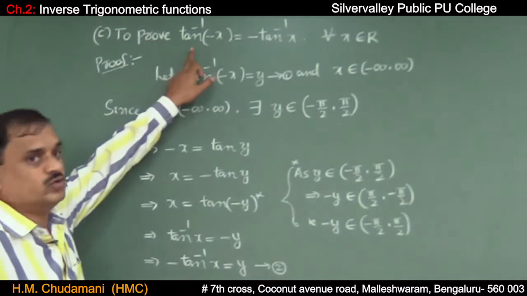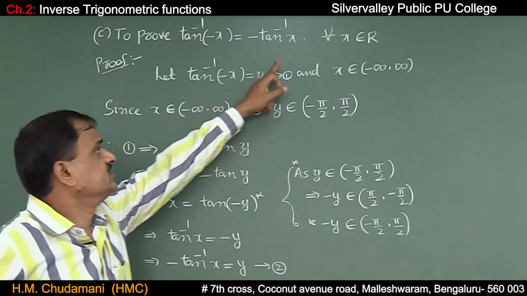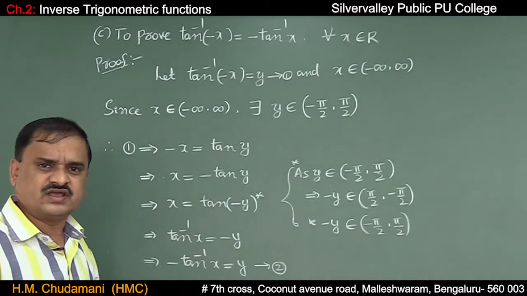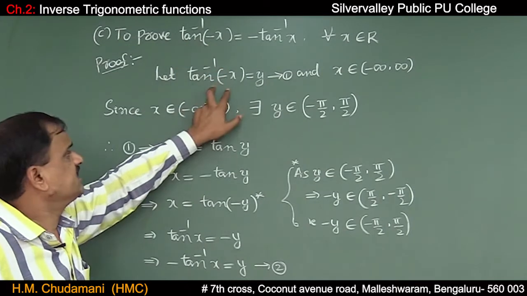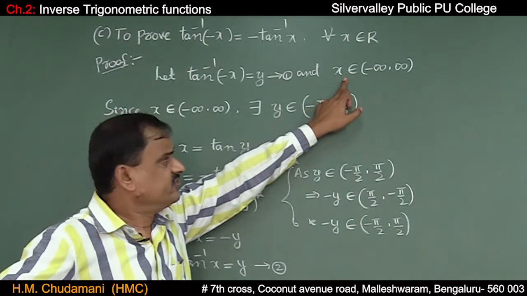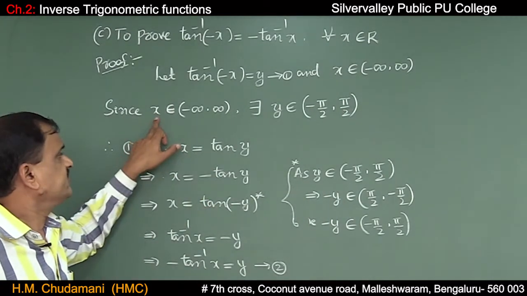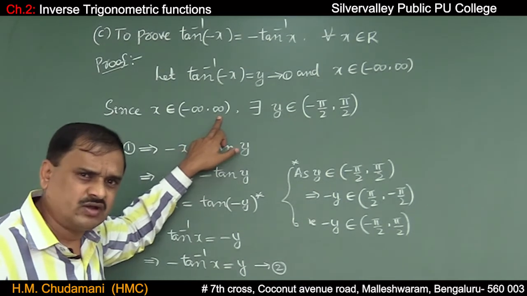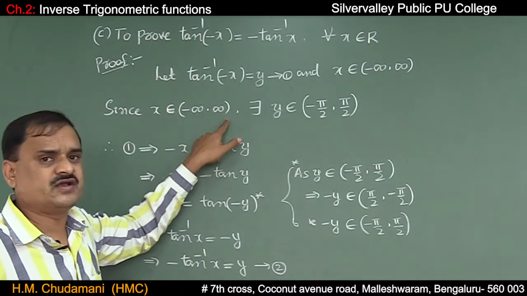Yes. C. To prove tan inverse of minus x is equal to minus tan inverse x for all x belongs to real numbers. Real numbers means minus infinity comma plus infinity. Let us prove this. Let tan inverse of minus x is equal to y, say equation 1, and x belongs to real numbers, nothing but x belongs to minus infinity comma plus infinity. Since x belongs to minus infinity comma plus infinity, minus x also belongs to infinity comma minus infinity, which is the same as minus infinity comma infinity only.